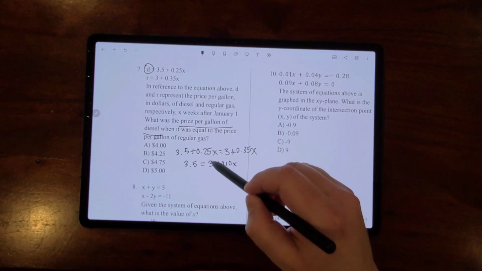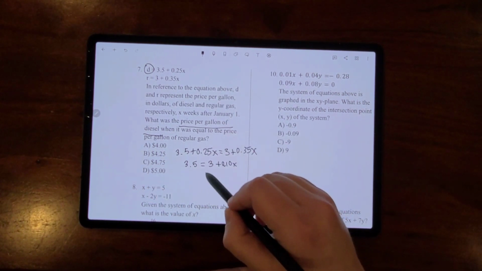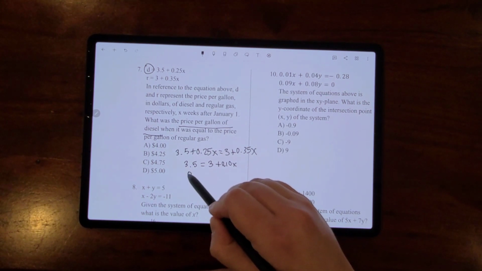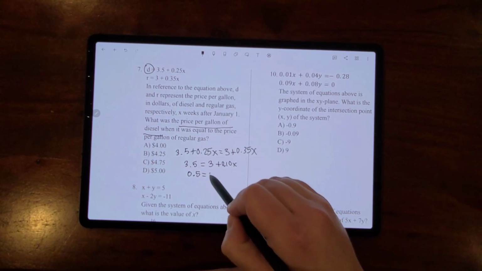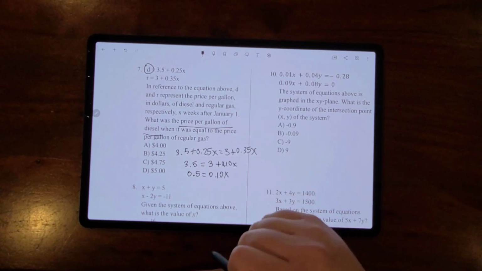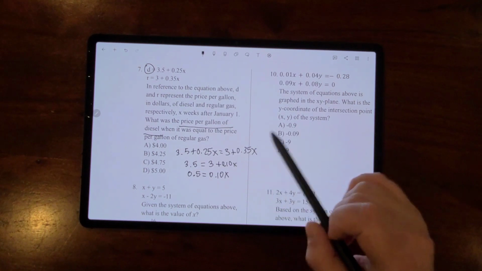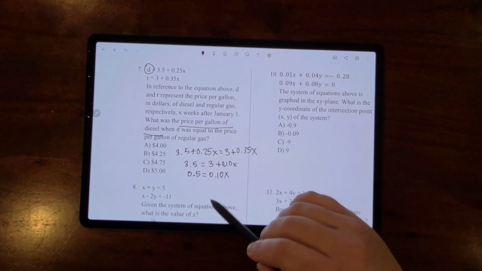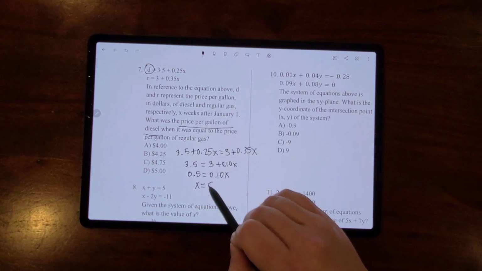So then now I'm going to subtract 3 because I'm trying to get x by itself. So I need to move stuff away from x now. So subtract 3 on each side. That's going to give me 0.5 is equal to 0.10x. So now to get x completely by itself, I need to divide by 0.10 on each side. So then that's going to give me that x is equal to 5.